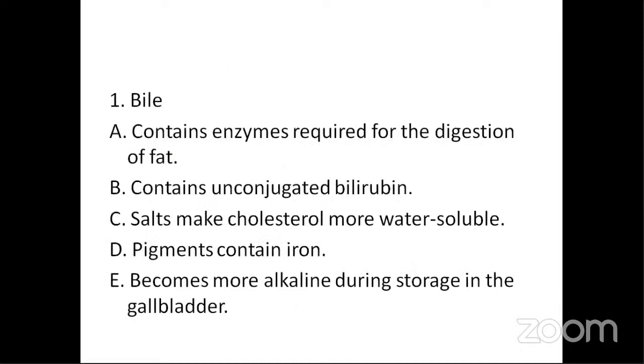Coming to the next topic, that is the digestive system. Bile. Bile contains enzymes required for the digestion of fat. Bile contains unconjugated bilirubin. Bile salts make cholesterol more water soluble. Bile pigments contain iron. Bile becomes more alkaline during storage in the gallbladder. Which among the following is true and which is false?